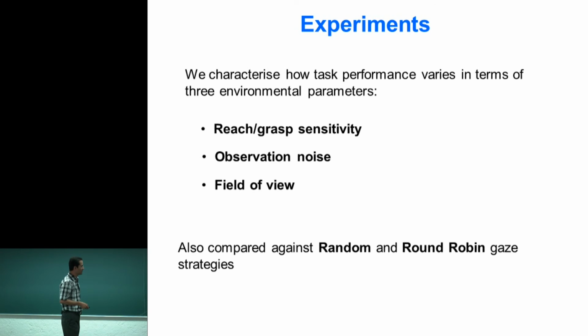And we compare these three models with a random model as well, and round robin gaze strategies. So random, of course, is just look wherever you want. Round robin was just looking at the different objects one at a time and going in a loop.